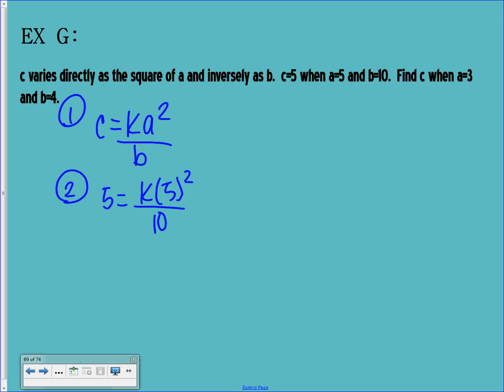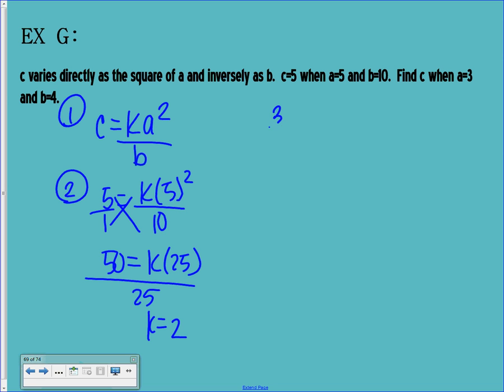So if I'm solving for K in a little complicated situation here, I'm going to cross multiply. 5 times 10 is 50, and then 1 times K is K, and then 5 squared is 25. So I'll divide each side by 25, so I'll get K to equal 2. So step 3, rewrite that equation with my K value in here. So C equals 2A squared over B. And then solve my equation.